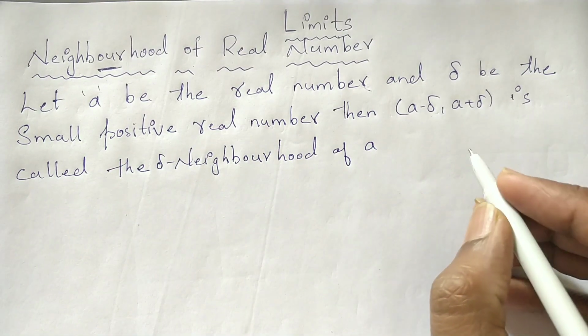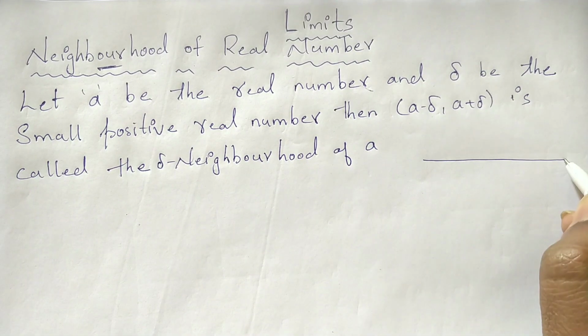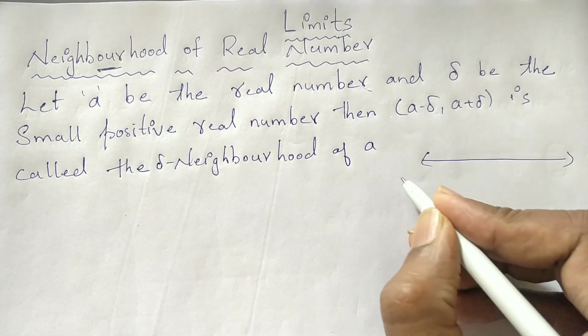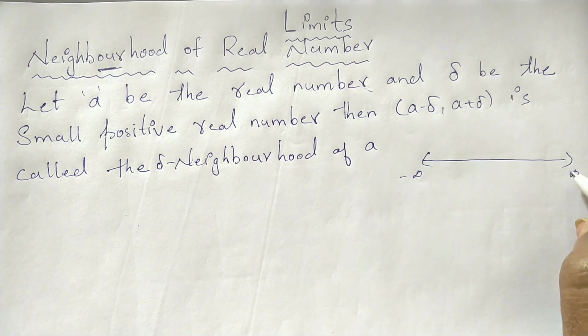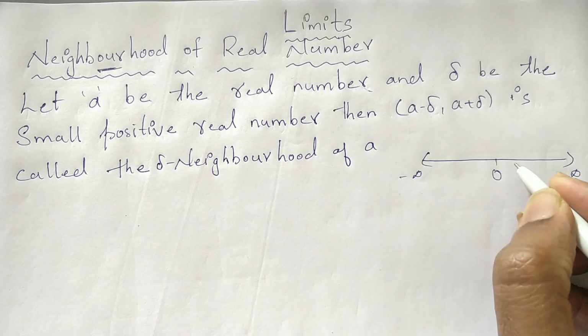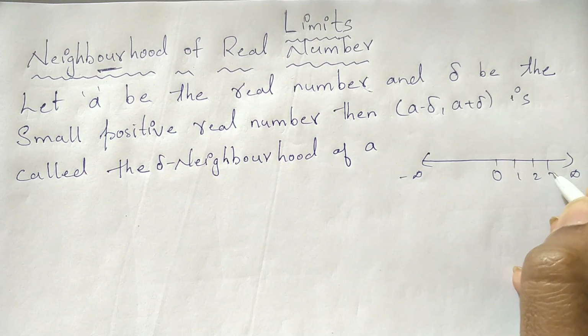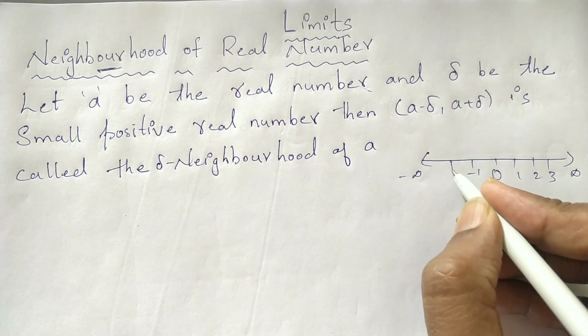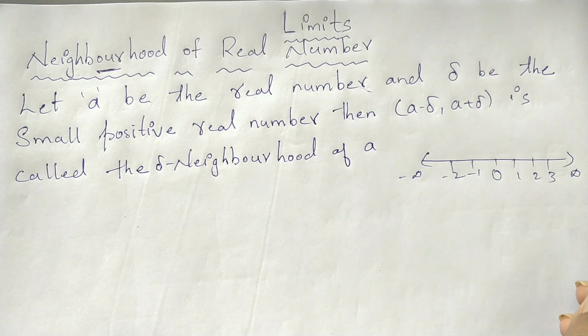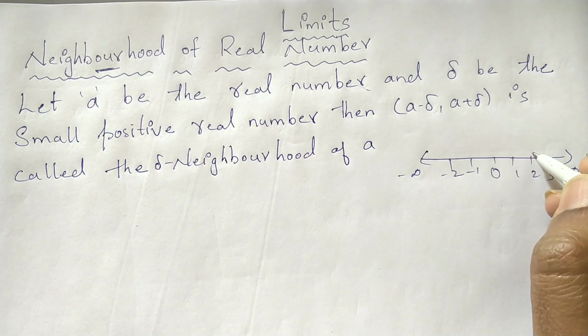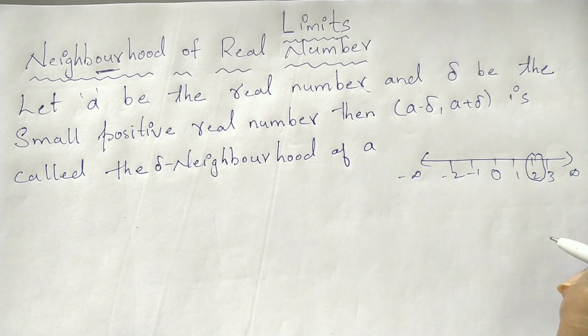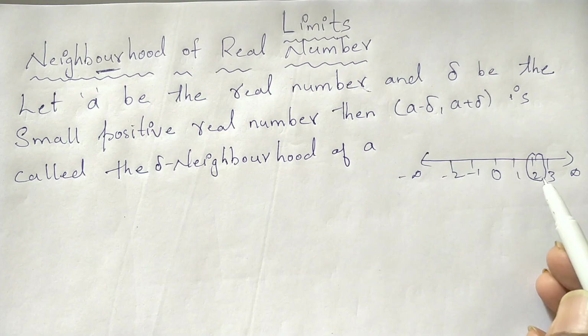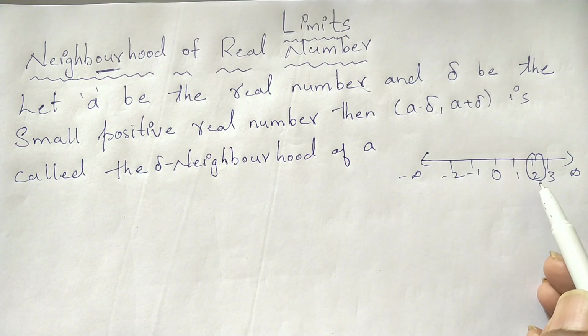For example, consider a number line. So this is our number line. Here, from minus infinity to infinity, we have the number 0, here positive numbers 1, 2, 3 and so on, and here negative numbers -1, -2 and so on. My intention here is to find the neighborhood of 2. What are the neighbors of 2?